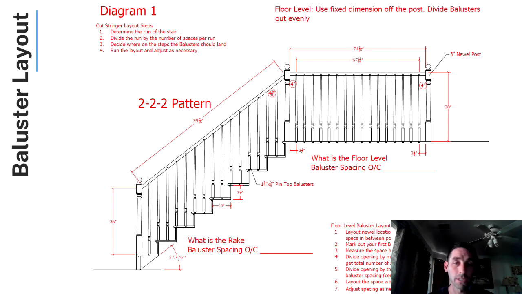Now 5 inches on center is kind of wide, but as you can see up here, remember we're allowed 4 3/8 on the open side of a stair run spacing. So we are still in code even with a 5-inch on center spacing. So once you divide that run by 2 spaces, then you have to decide where those balusters are going to land on those steps.